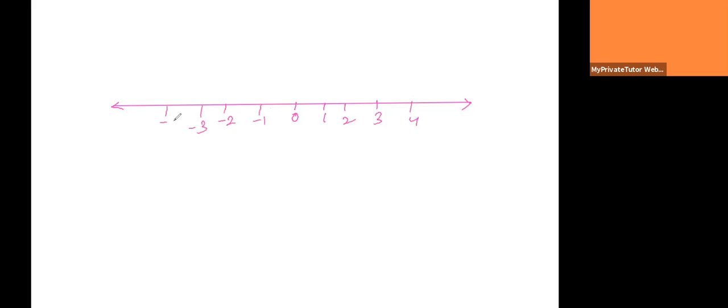And you might have a question: why are the left side numbers negative and the right side numbers positive? Is it the same always? Generally in maths or in day-to-day life, yes. Generally the left side indicates the negative numbers, and the right side is nothing but positive numbers. So you can call it increasing. See here, the numbers are increasing. Here the numbers are decreasing.